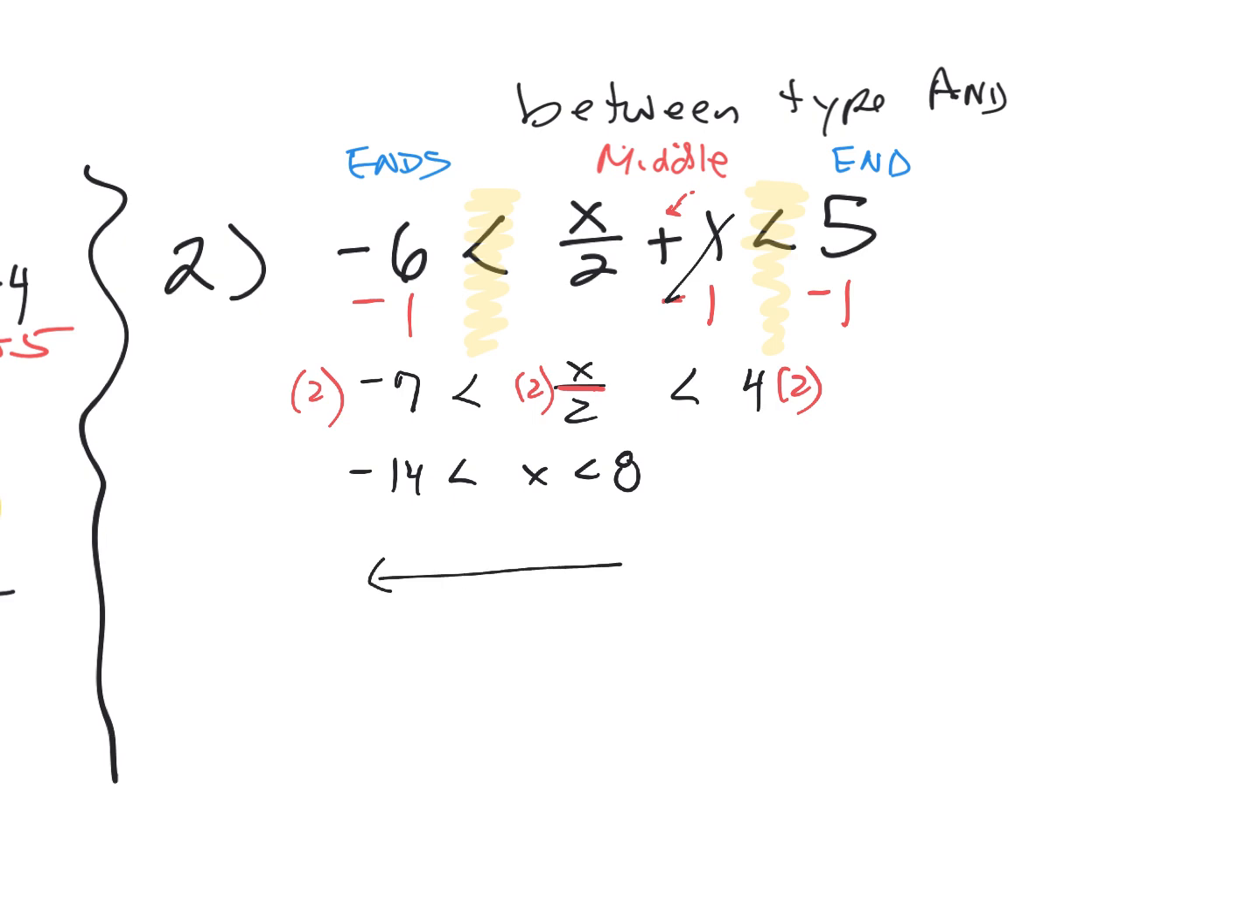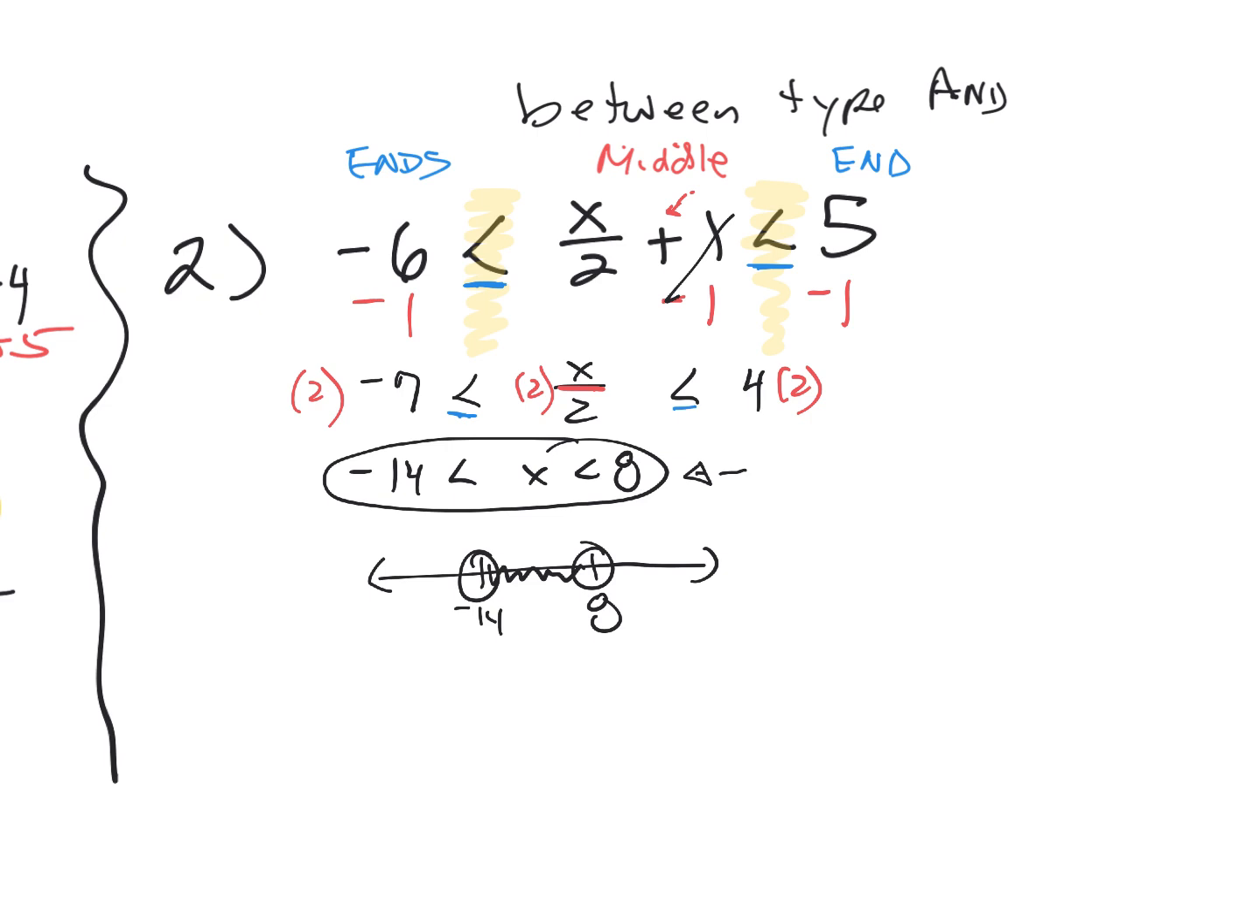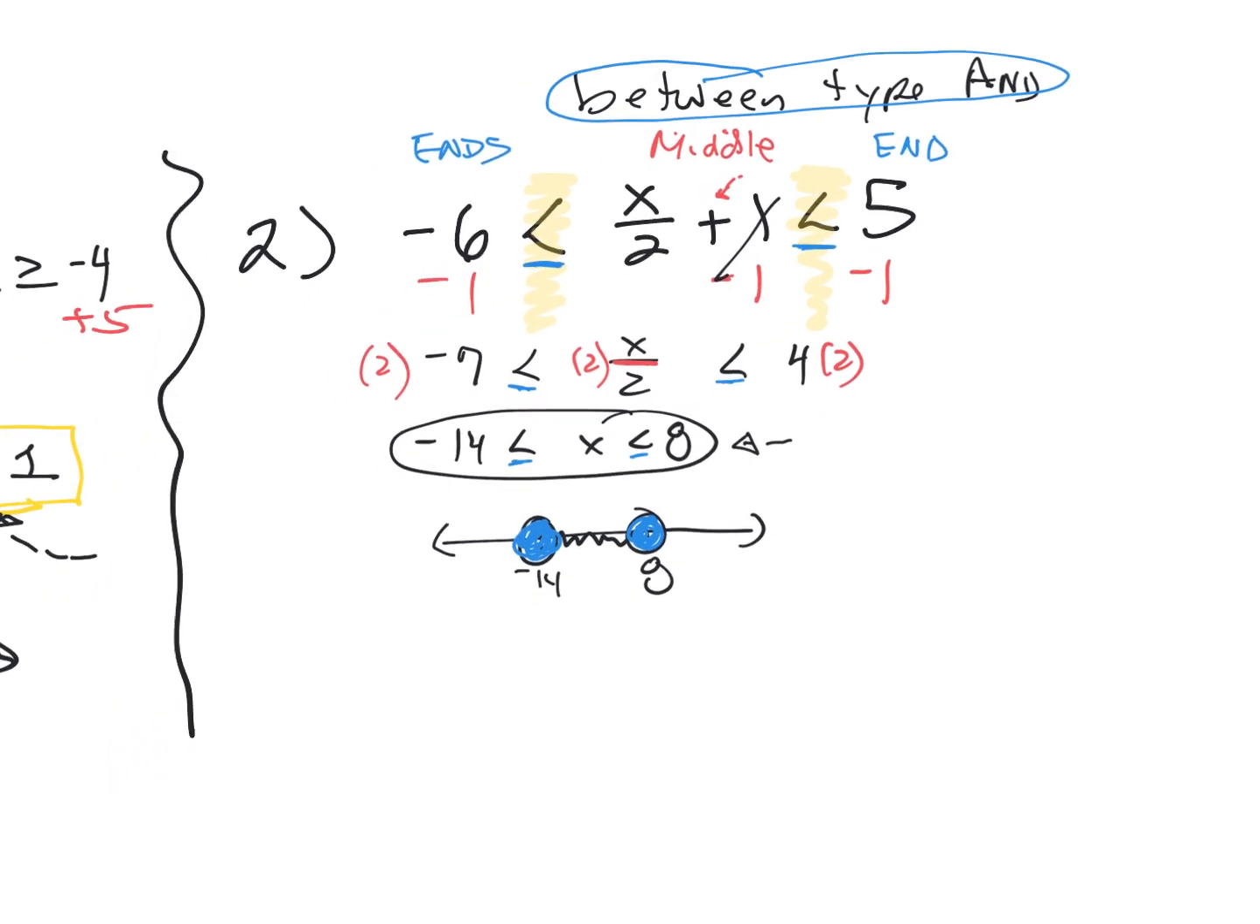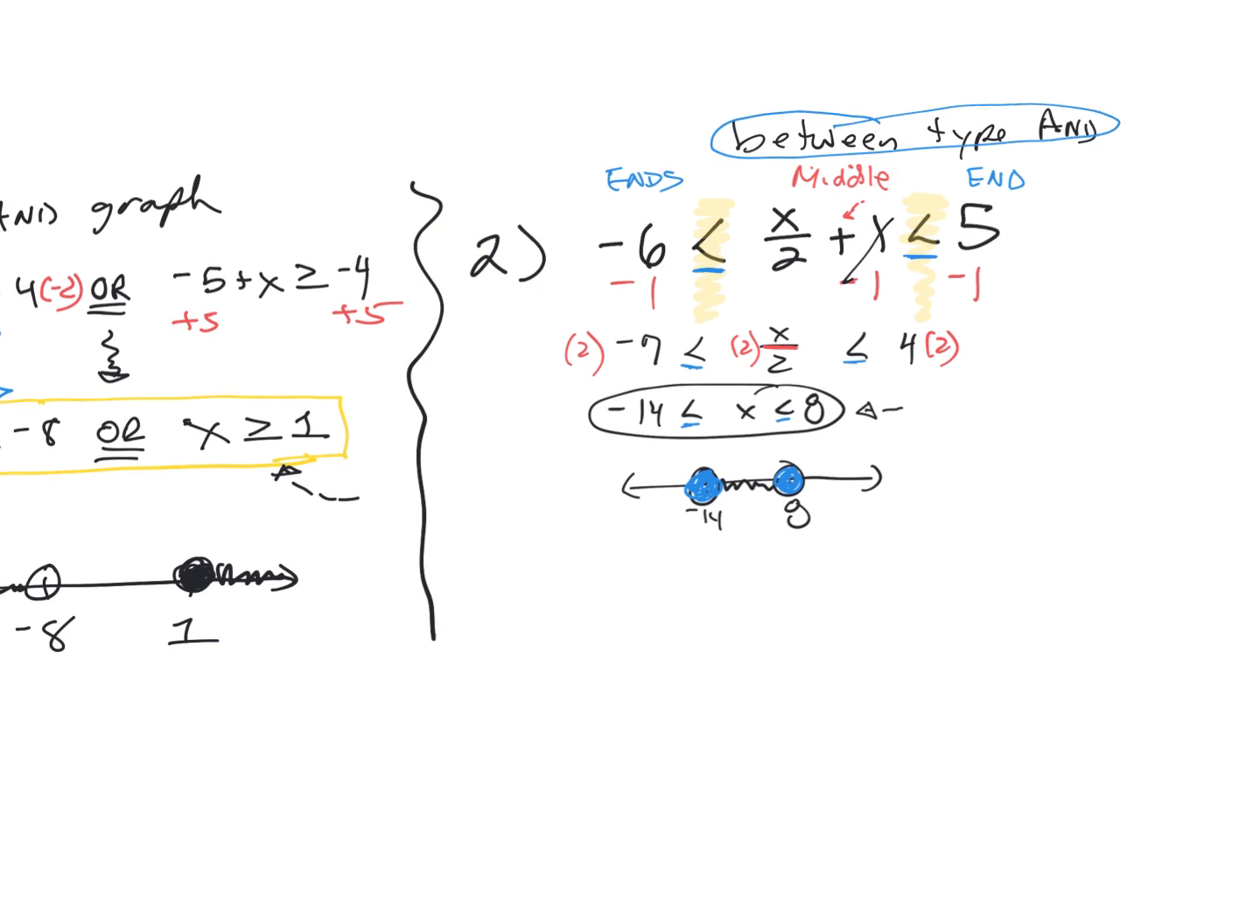And then I can graph it, all numbers that are between -14 and 8. That's what that means. And they're open circles because there's no equal to symbols. If there had been equal to symbols underneath there, then I would have shaded the ends, right? So that's how you solve a between type of an and. Do not separate them. Go back and rewatch the video for homework 20, and it shows you and does more practice problems with that.